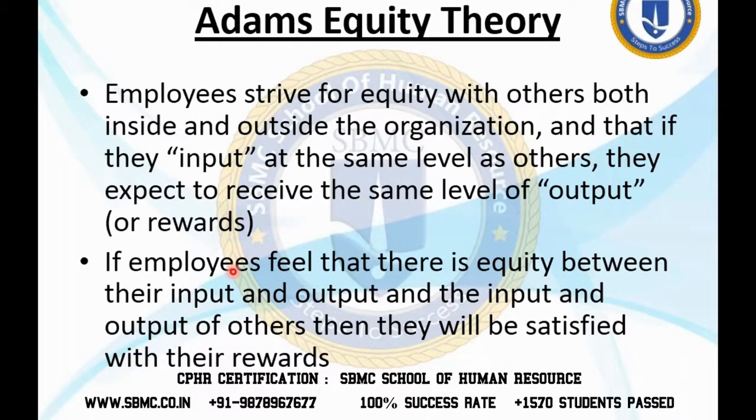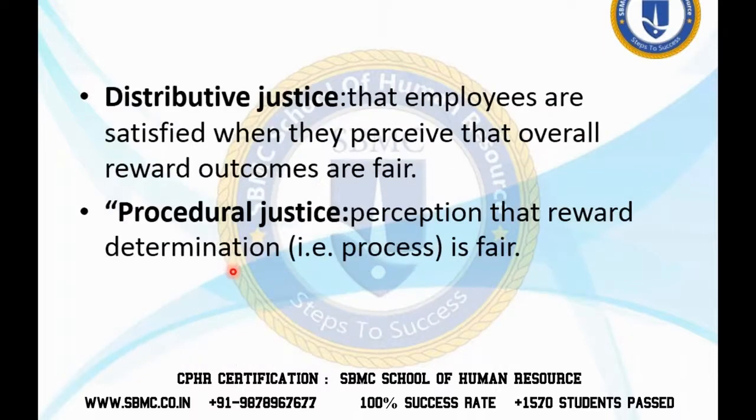Suppose the employee feels there is equity between their input and output and the input and output of others; they will be satisfied with their rewards. So when you are working on equity theory, you later use certain terminology for justice: whether the results are fair or not, equitable or not. Then you go for the justice you receive: distributive justice or procedural justice. Distributive justice is when employees are satisfied because they perceive that overall reward outcomes are fair. That is distributive justice.